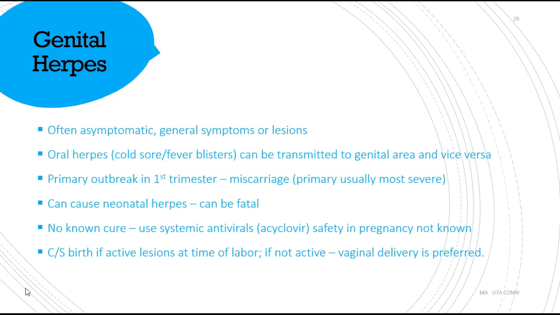However, we do use systemic antivirals such as acyclovir. What we don't know is exactly how safe that is during pregnancy, but we also know the outcome if we don't use it, such as this neonatal herpes that can be fatal. If mom has lesions present when she comes in for labor, she will have a cesarean delivery. But if there are no lesions present, it is safest for her to have a vaginal delivery.